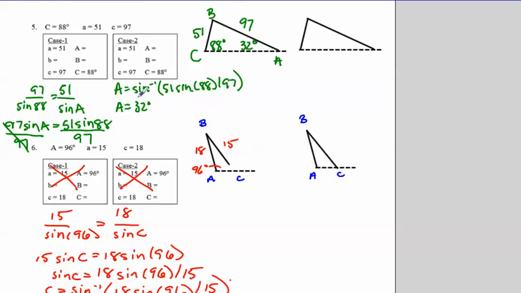Alright, to find angle B, we're going to subtract from 180. So B is 180 minus 88 minus 32. And we're going to get angle B is 60 degrees.